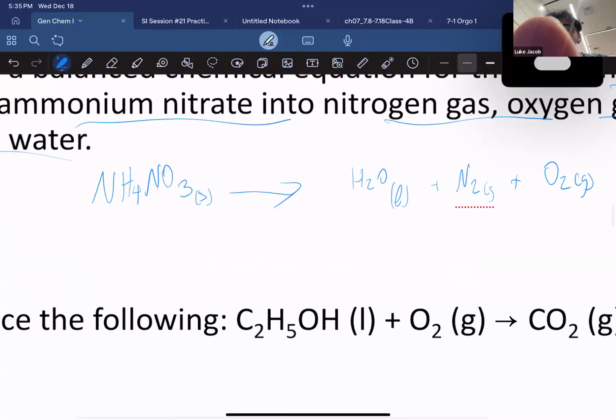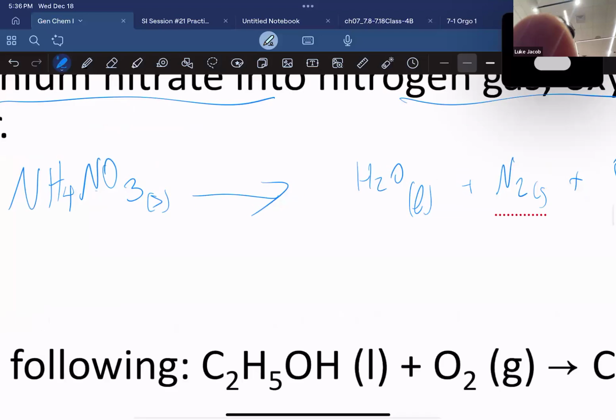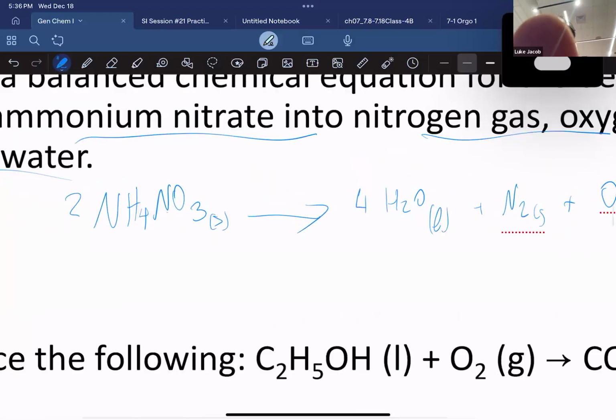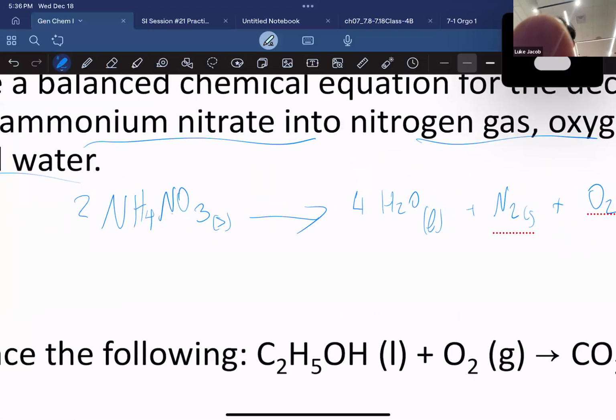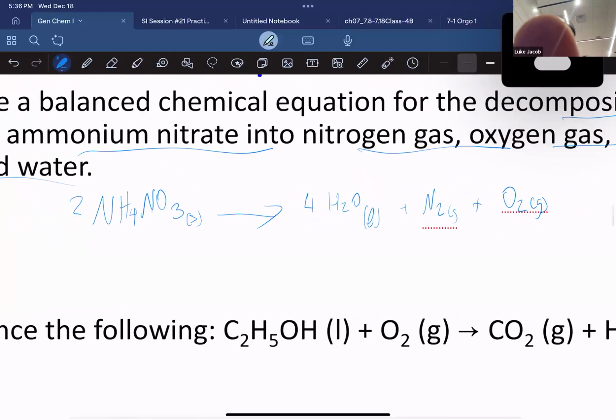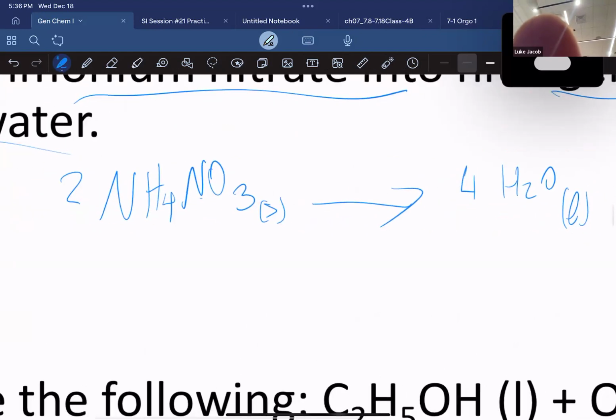So how would we balance this? I already see that first we need at least a 2 here, because the 2 here would get this to be 2, right? And then I also see that there are 8 hydrogens. Let's try 8 hydrogens here. And there are already 6 oxygens here, so there needs to be 6 on the right side, and there are already 6 on the right side. So that's how you would do that.